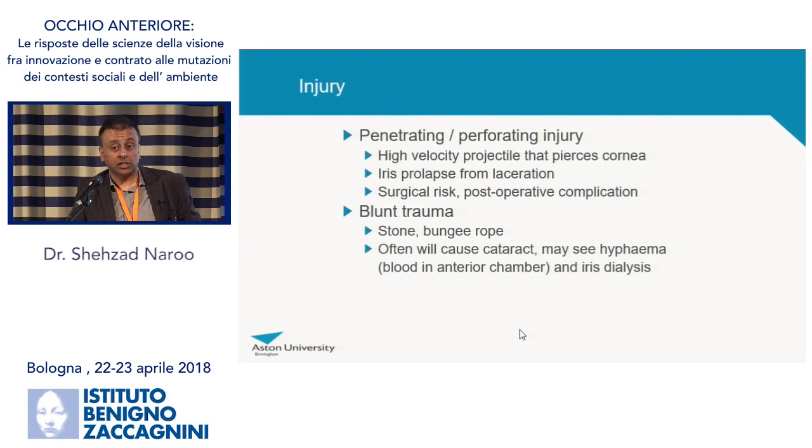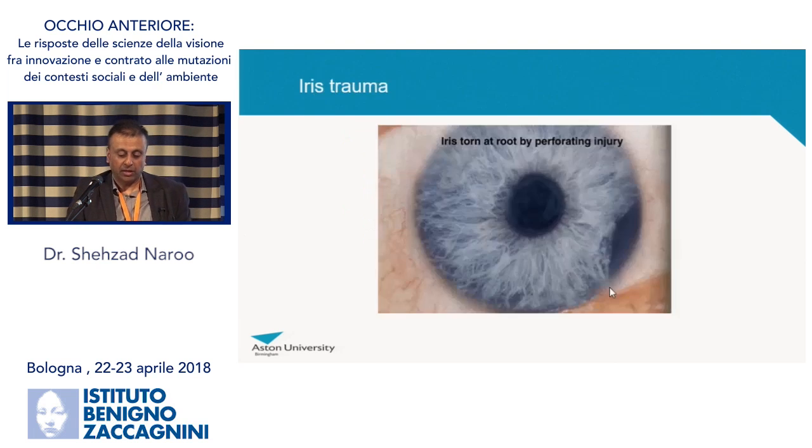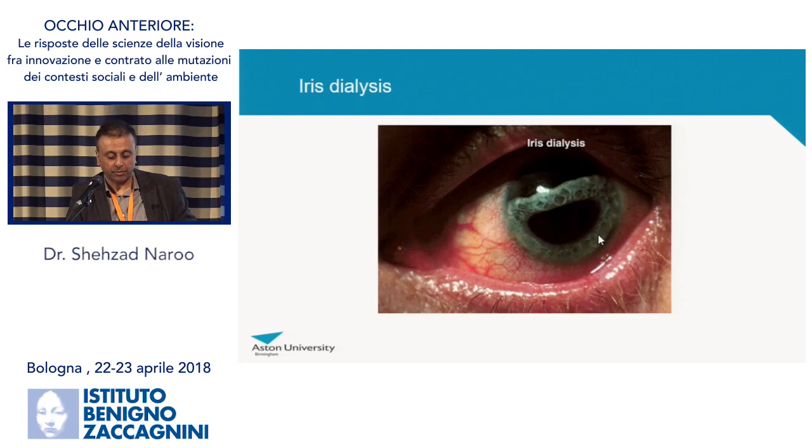And it can also cause traumatic cataract. So these patients can see traumatic cataract. You might see hyphema, so blood in the anterior chamber. But the common thing to look for is this iris dialysis. And this is what it looks like. So when they have this blunt injury or this perforating injury, you get this rip in the iris, and the iris has been ripped from its root and its anchoring position, and it's pulled away. And this is quite a severe iris dialysis in this case.